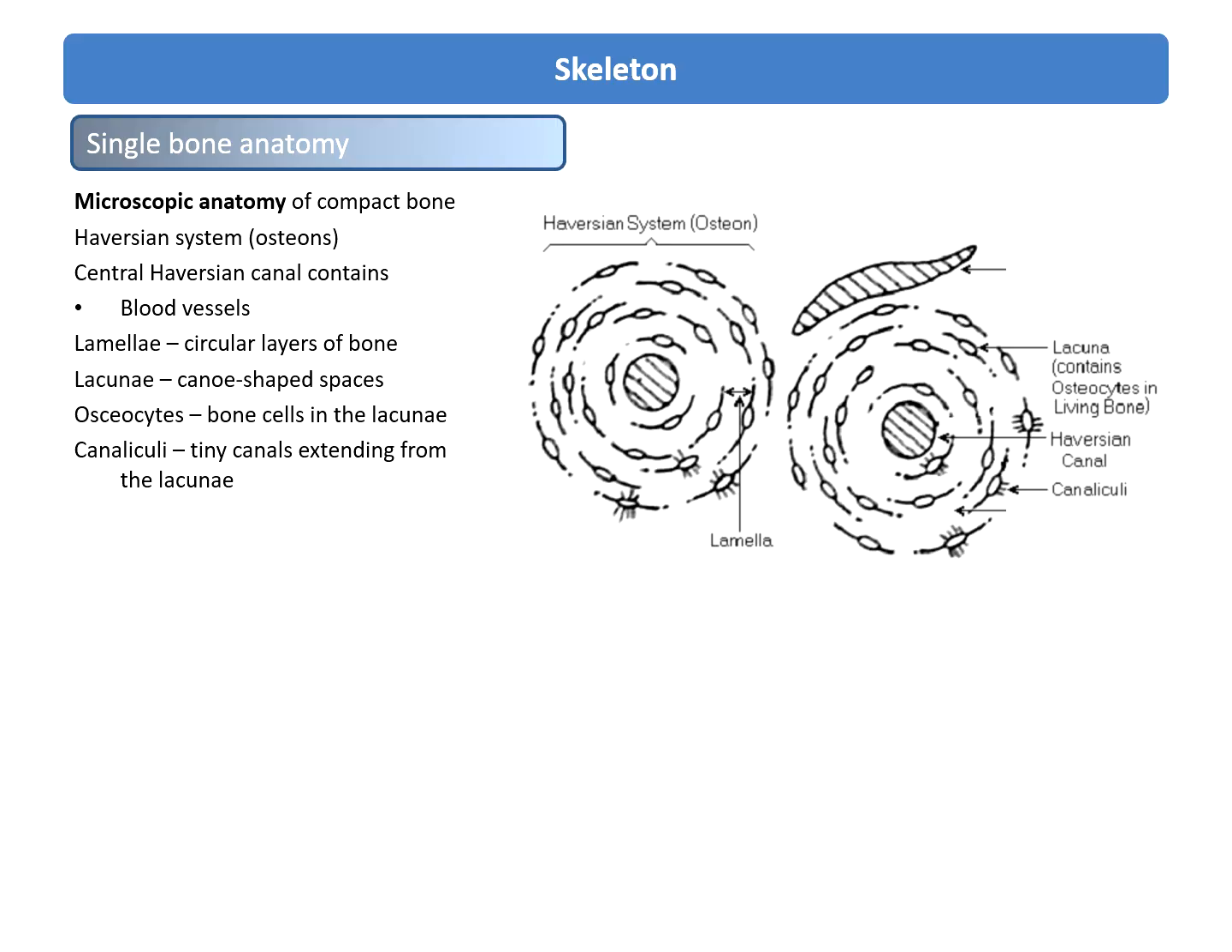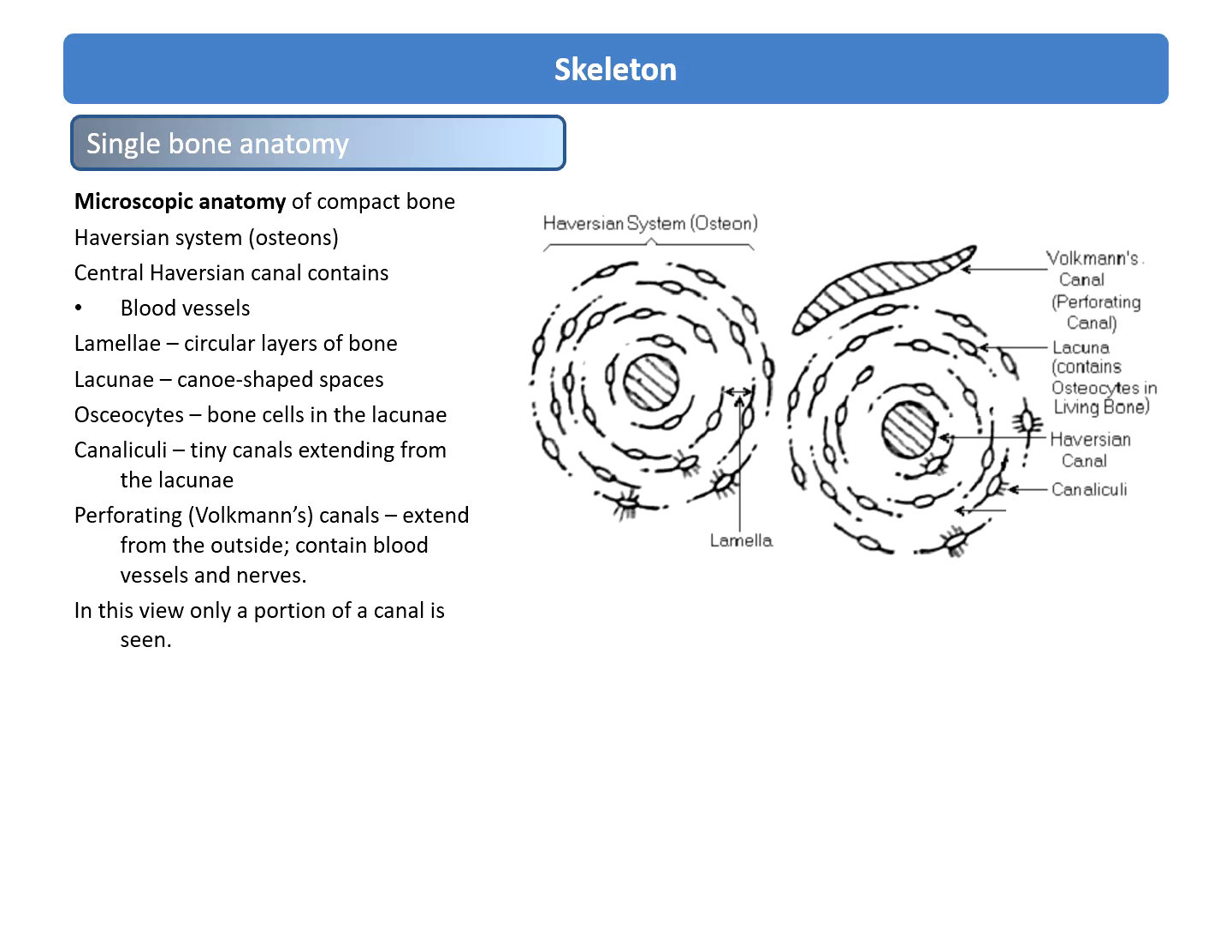Canaliculi are tiny canals extending from the lacunae. Perforating canals, called Volkmann's canals, extend from the outside into the bone, and they contain blood vessels and nerves. In this view, only part of one of the perforating canals was seen. What about bone growth? Part C will describe that.